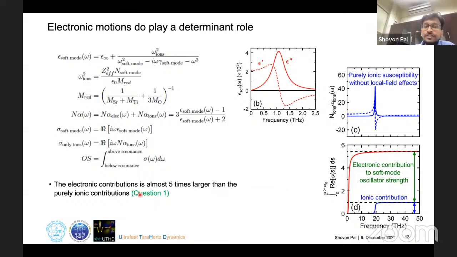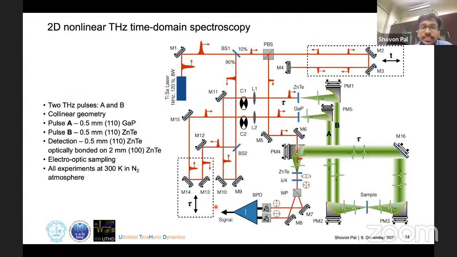Well, this actually answers the first question: in this material, one of the determinant roles in governing the nonlinearities is played by the electronic motions, which are more predominant. So having got this, we would like to look for the nonlinearities, or nonlinear signals. For this, we employed 2-dimensional terahertz time domain spectroscopy, where we employed 2 different pulses. One pulse travels through a stage, which can be delayed with respect to the arrival of the other pulse on the generation crystals, which then generate 2 different terahertz pulses. These 2 pulses then propagate collinearly through the sample, and we do the usual electro-optic sampling using the femtosecond laser system.